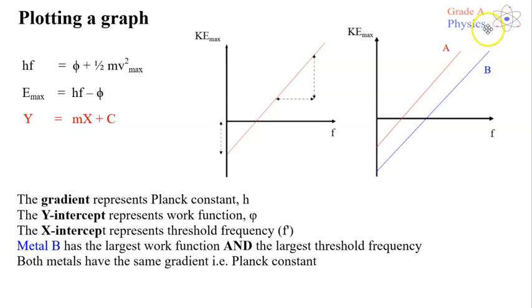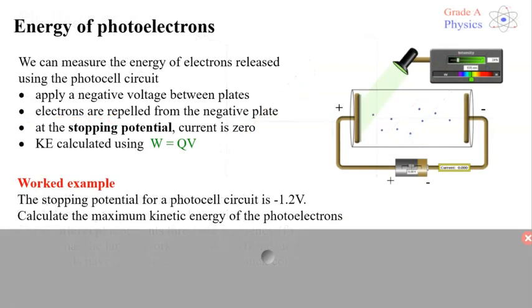We could also compare two metals, so I might have metal A and metal B. Metal B has got the largest work function because it's got the largest value, the magnitude of the y-intercept. It also has a larger threshold frequency. However, we can see that these two lines are parallel. They both have the same gradient. The gradient is always the Planck constant. This is the final thing we need to consider.